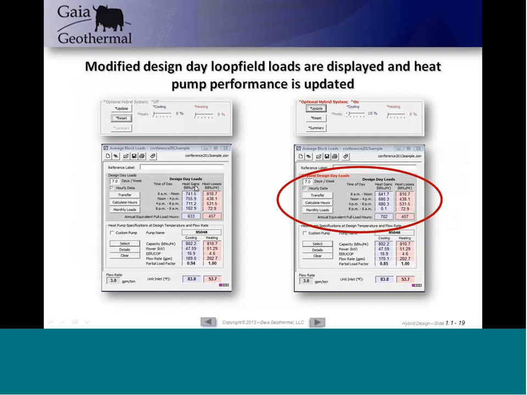Previously, the loads on the cooling side looked like this. Now they look like this with the 10% slider. And the capacity of the pump has changed as well, in this case mainly in terms of the flow rate, because the load is smaller. It's 170 GPM here as opposed to 189 from before.